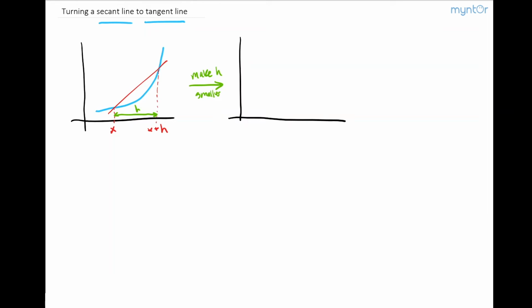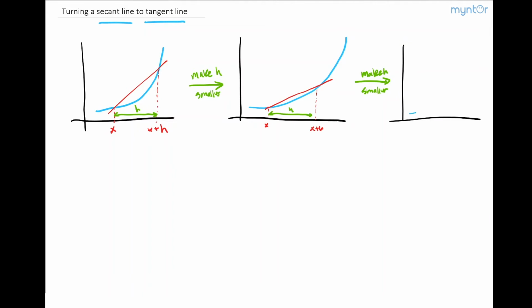And if I do that, I'm going to go ahead and redraw the graph here. Here's my graph now. So here is our original x, and here is our x plus h. And we'll note here that h is a little bit smaller. And let's go ahead and make h even smaller. And as we make h smaller, what we will realize is, I'm going to go ahead and draw this function like that, this secant line that we have starts to resemble a tangent line.